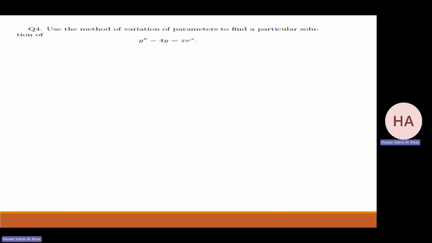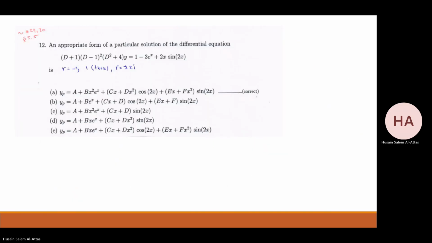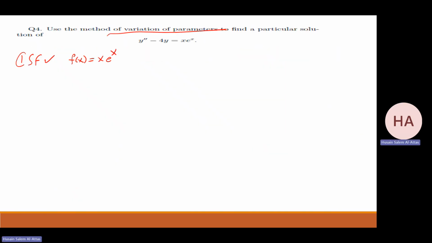More, use the method of variation of parameters to find the particular solution. Okay, so for variation of parameters, I need standard form. Yes, what is f of x? x e^x. Here I need to write f of x, just to make things clear. Okay. This is f of x.